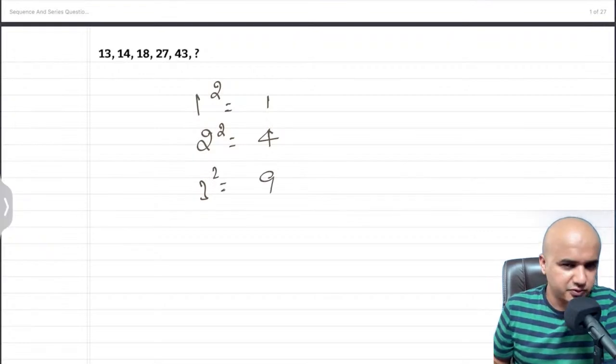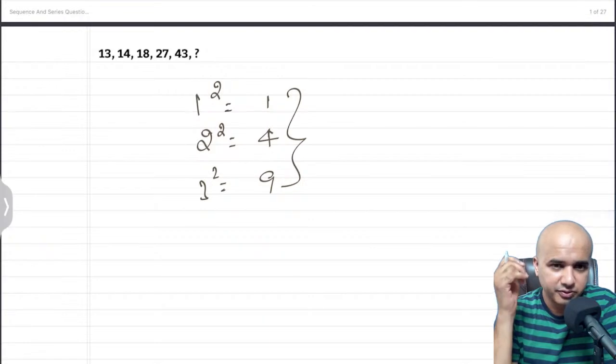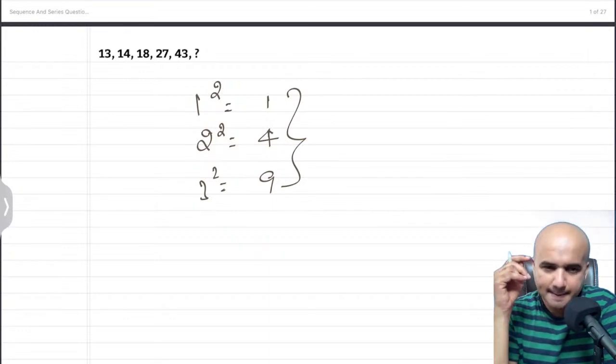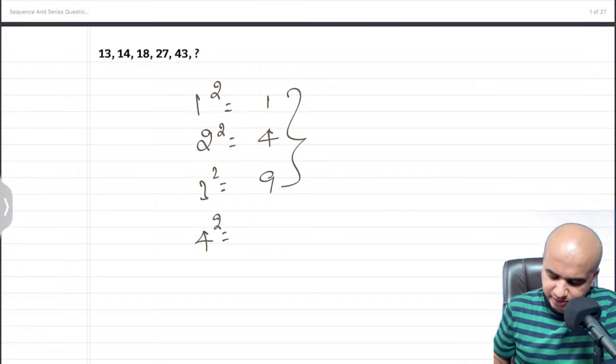I'm trying to make sense if there is any way we can arrive at 13, because 13 is an odd number, prime number in fact. So 1 plus 4 plus 9 would get us 13. No, in fact 1 plus 4 plus 9 would get us 14. Okay. But how does this make sense?